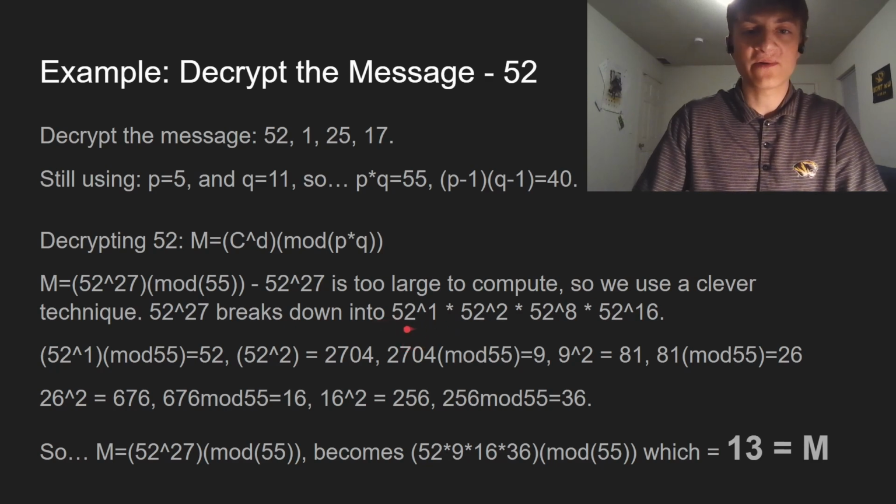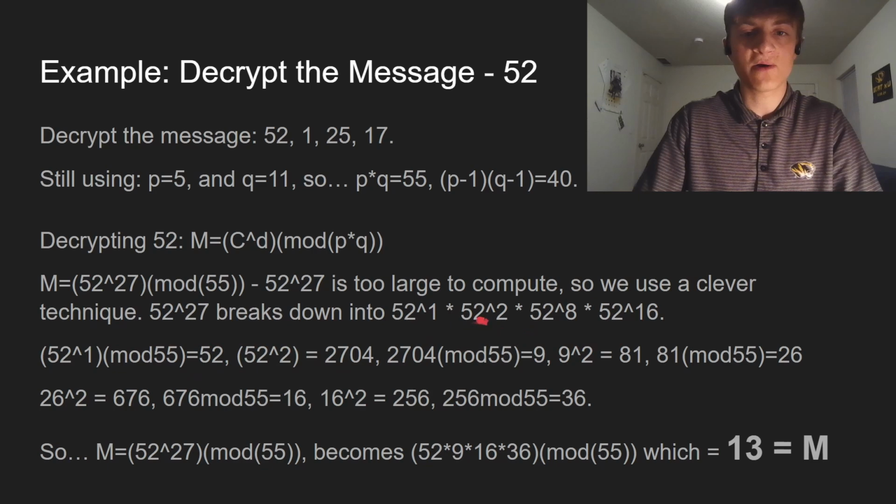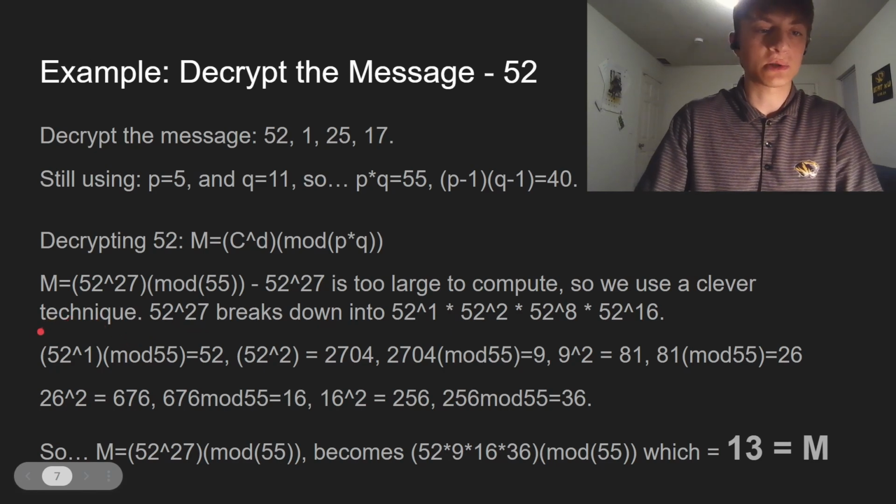So we'll take 52 to the first times 52 to the second times 52 to the 8th times 52 to the 16th, because whenever we multiply, the powers add. So 16 plus 8 is 24, plus 2 is 26, plus 1 is 27. So this should add up to 52 to the 27. And so what we do is we take all of these powers, 1, 2, 8, 16, and we follow that line down. This brings our numbers smaller so that we can actually work with them.